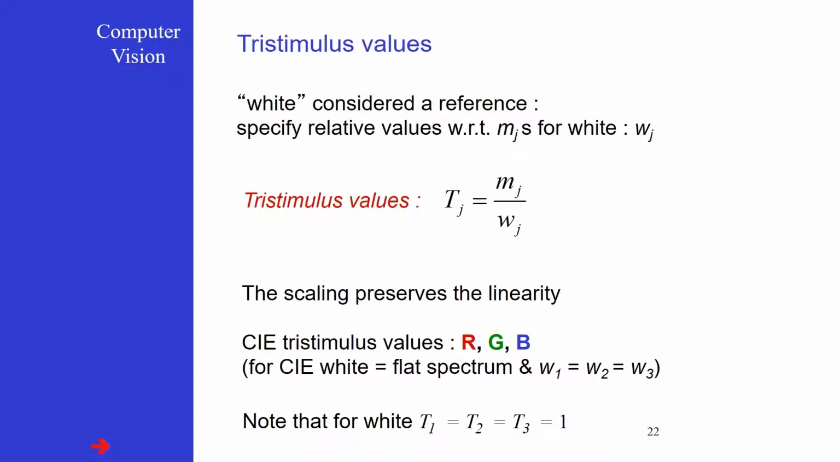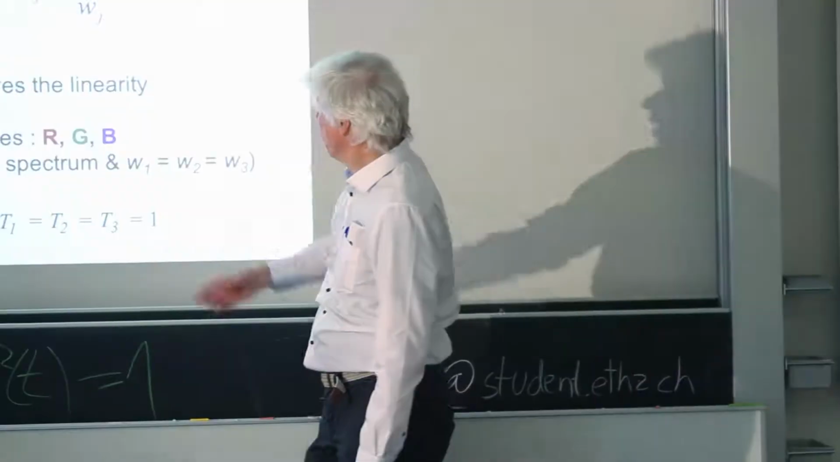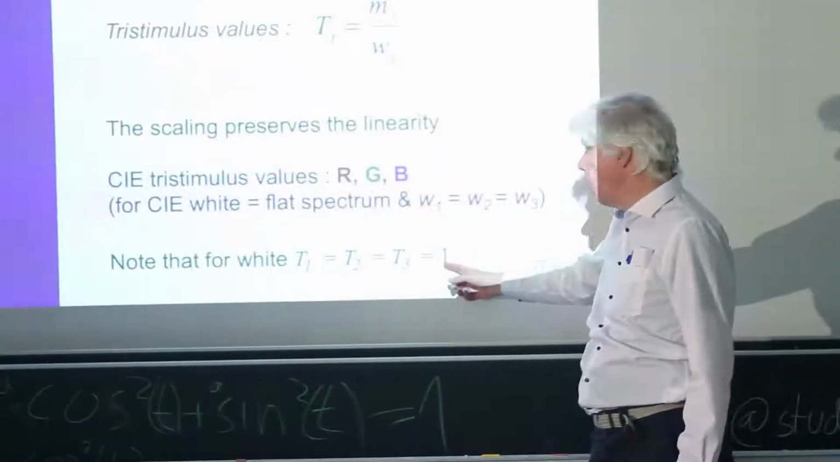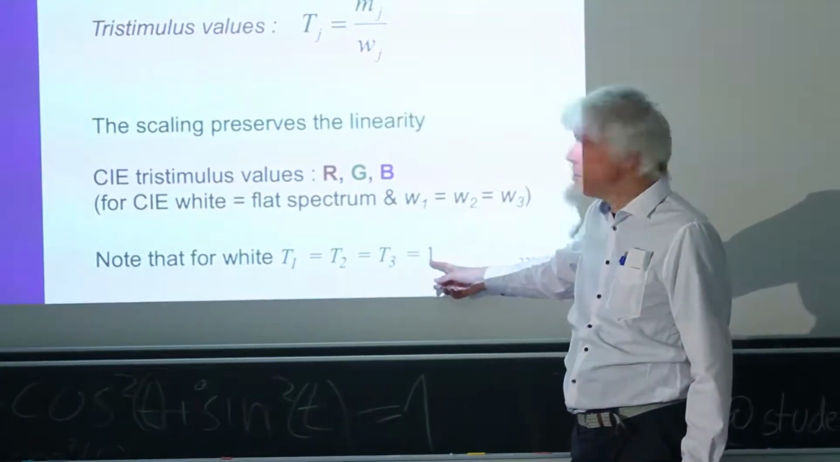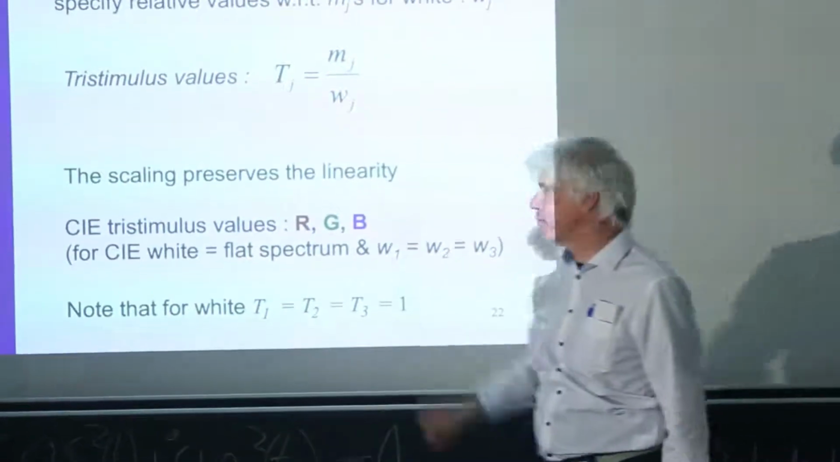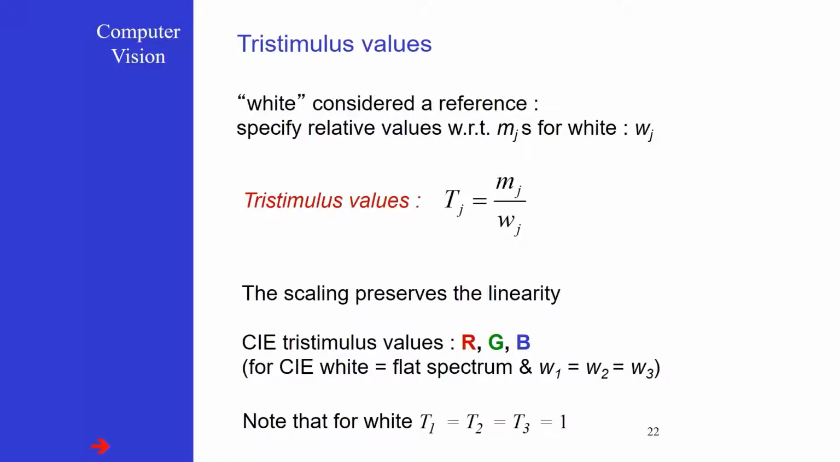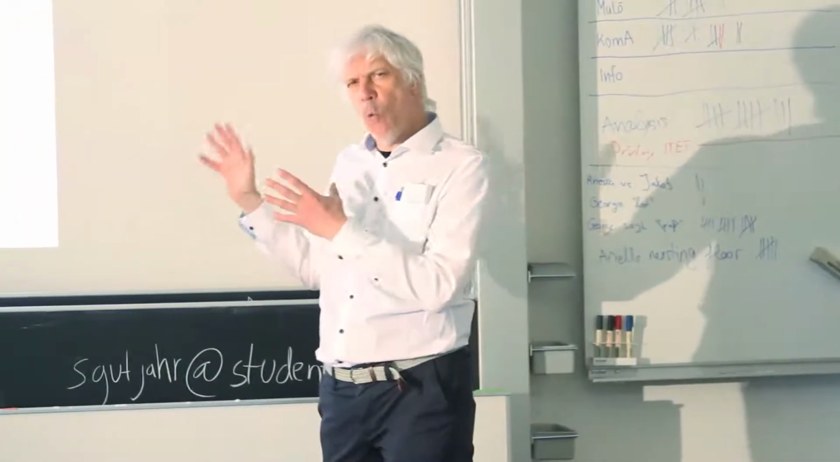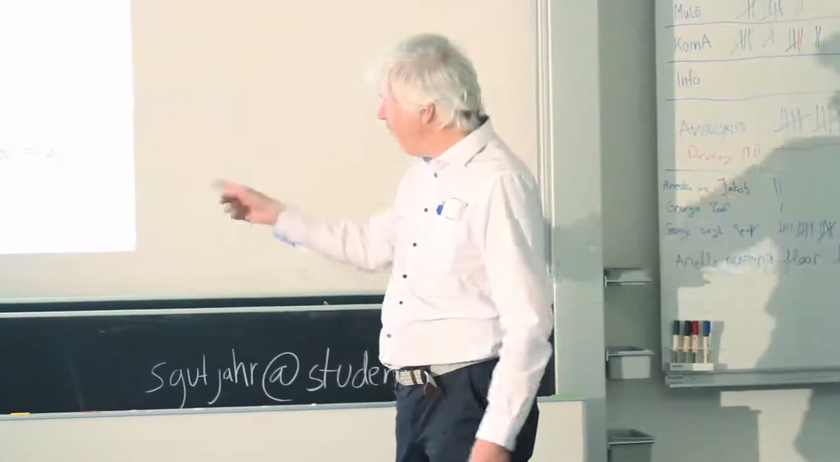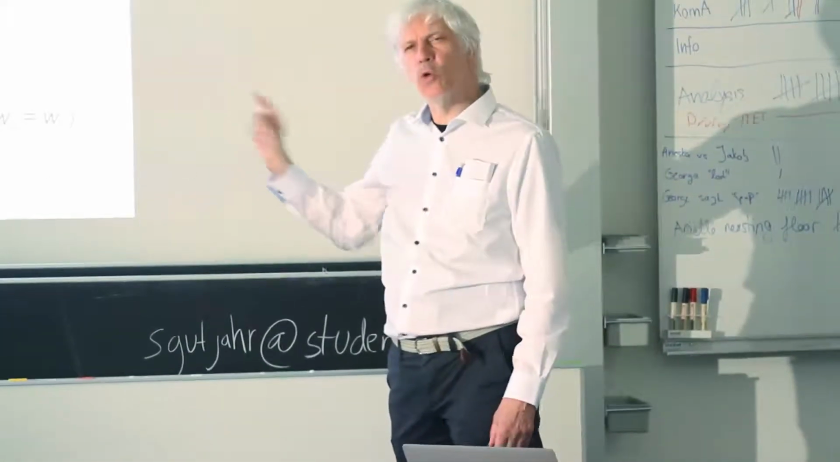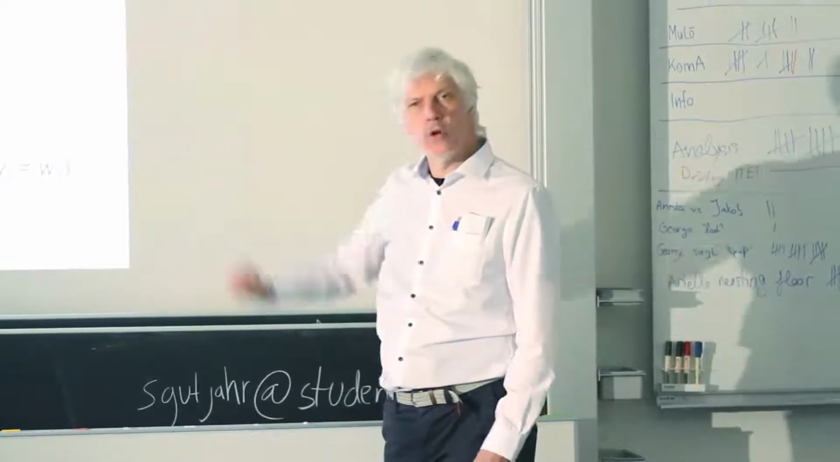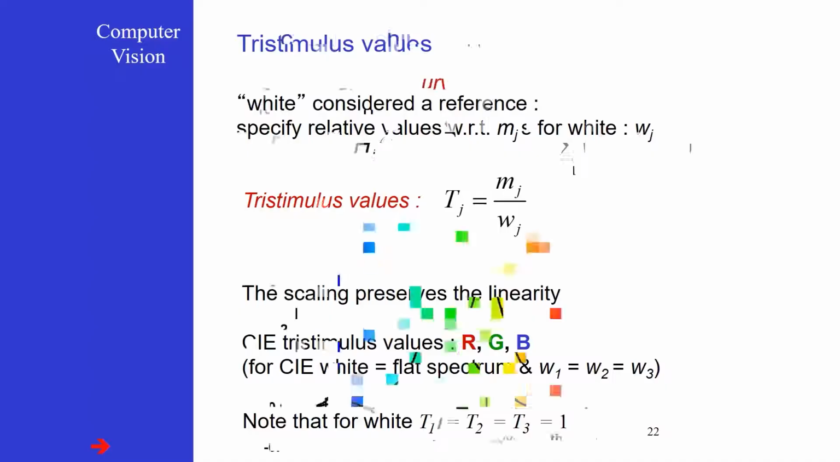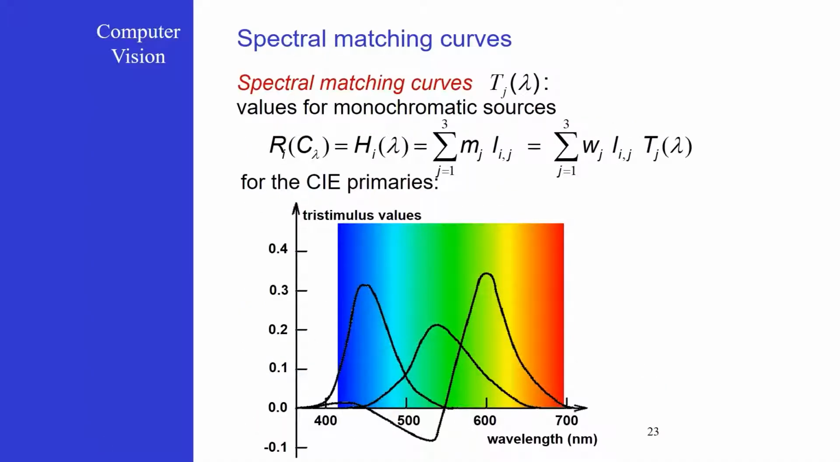Notice that if our light source would be the standard white, then of course we would have just one for each of the three stimulus coordinates, with W over W. So if you would look at the three stimulus coordinates, you would know where to find the white that has been used. It's found at 1, 1, 1. These are the coordinates of white in a three stimulus coordinate system. Which so far, by the way, is also still three-dimensional.